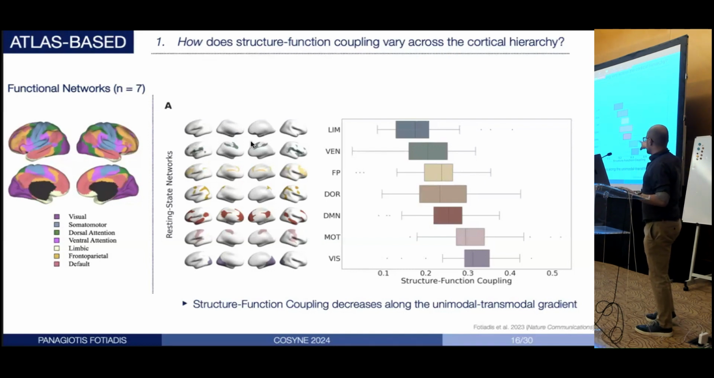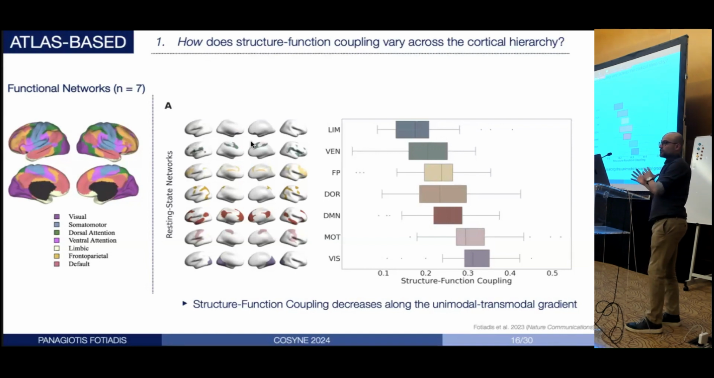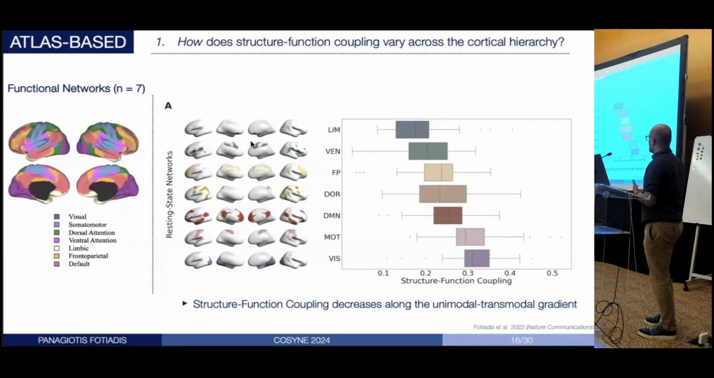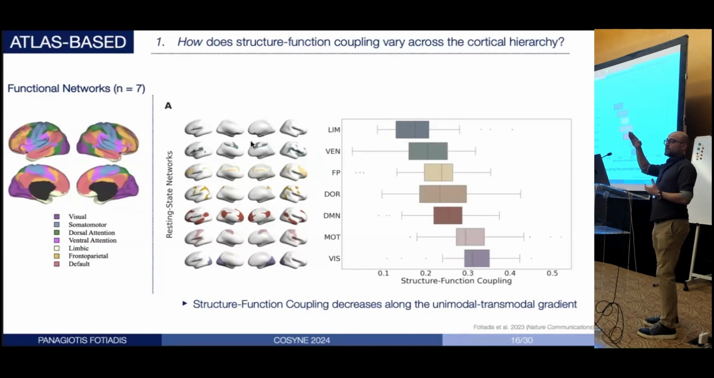What we showed, as you can see from the box plots, is that unimodal sensory regions, regions corresponding to one sensory modality, like the motor and the visual cortex, have higher structure-function coupling than every other network. But as you go towards more and more transmodal brain regions, networks that incorporate a lot of sensory modalities to integrate information and operate across different or slower timescales, the structure-function coupling decreases, and you end up with the limbic network, which has the weakest structure-function coupling.